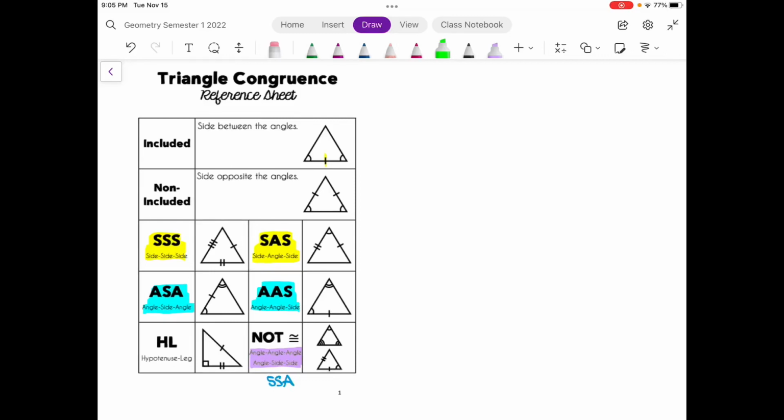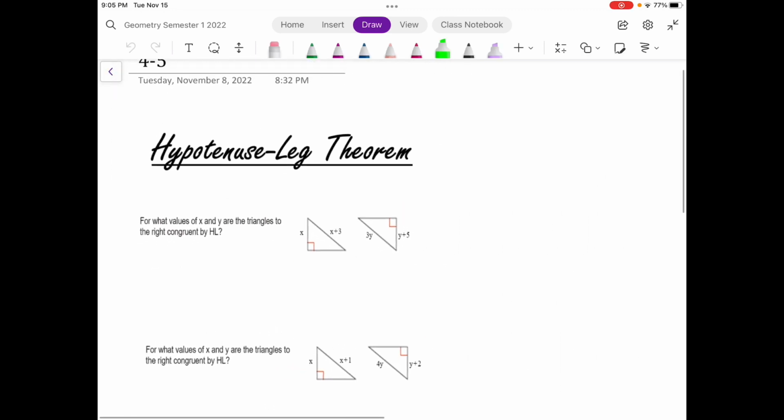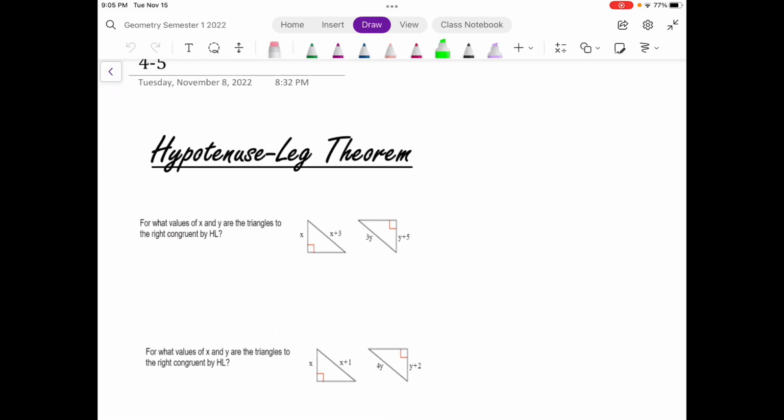All right, last video of the unit. This one is all about hypotenuse leg. So we're going to finish up this foldable about hypotenuse leg, and you will also need the paper that looks like this for a couple of practice problems as well.